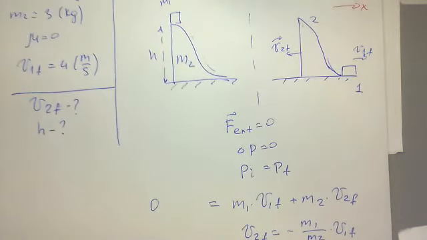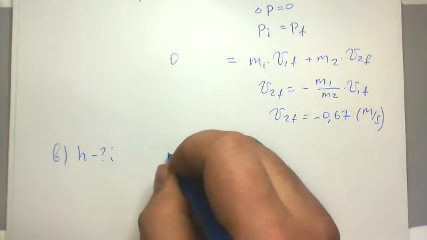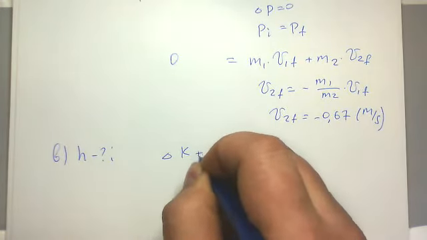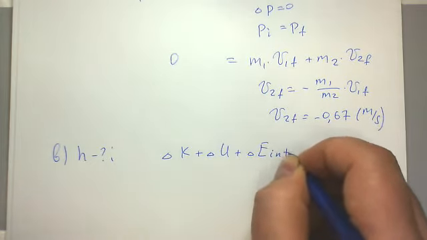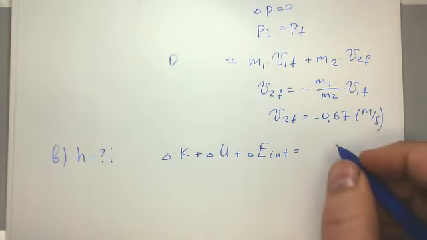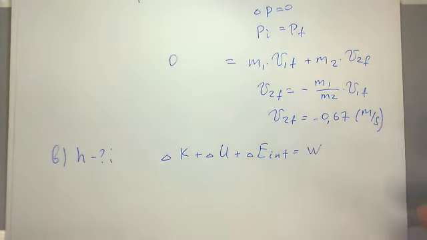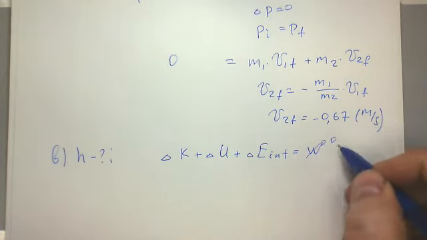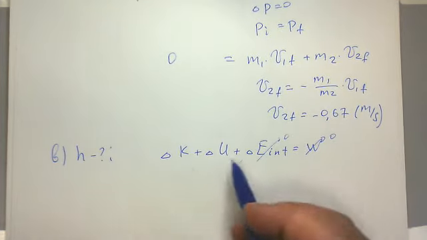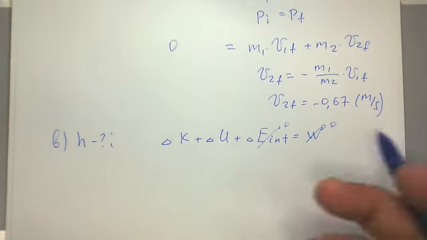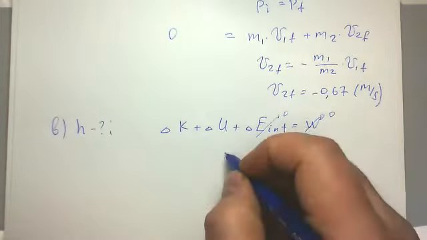In general, we know that the energy conservation principle is always valid. The change of the total energy of the system equals the work done by the external agent. We don't have any external agents here, so it equals 0. There is no friction, so the total mechanical energy is conserved in this process.